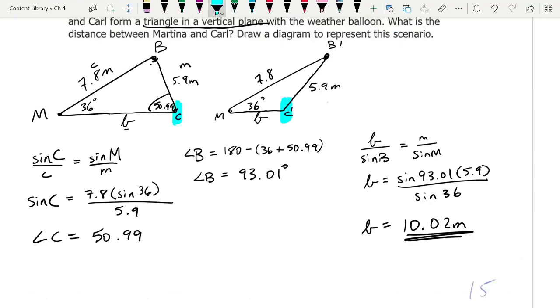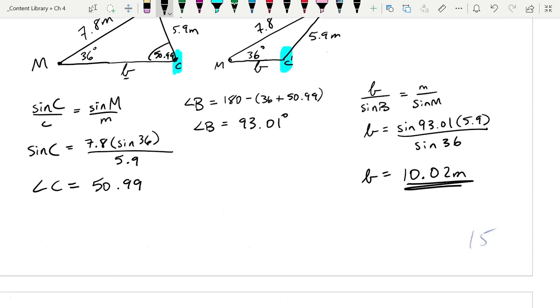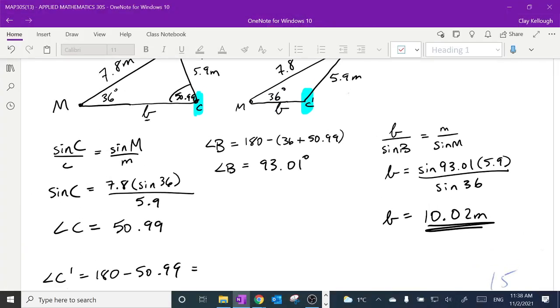That angle and that angle are supplements to each other. They have to add up to 180. So, go back to this calculation here. Angle C primed is 180 minus 50.99. And I kind of want all the decimals again. I like knowing where all the decimals are.